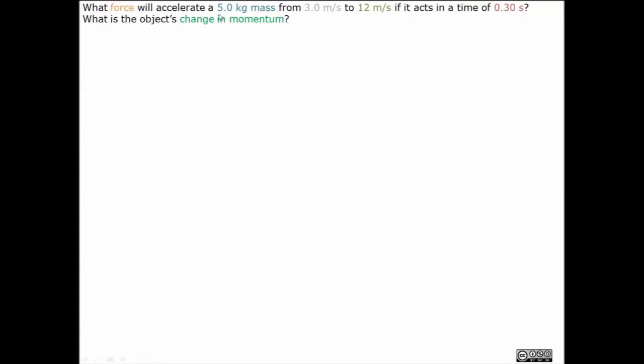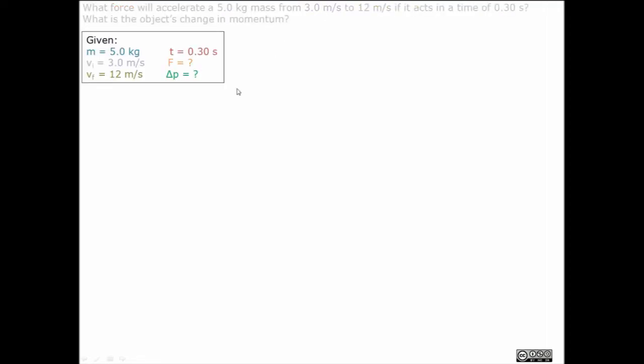What force will accelerate a 5.0 kilogram mass from 3.0 meters per second to 12 meters per second if it acts in a time of 0.30 seconds? What is the object's change in momentum? From the question, you are given the following information. The mass is 5.0 kilograms, the initial velocity is 3.0 meters per second, and the final velocity is 12 meters per second. The time it takes is 0.30 seconds, and we are looking for force and change in momentum.